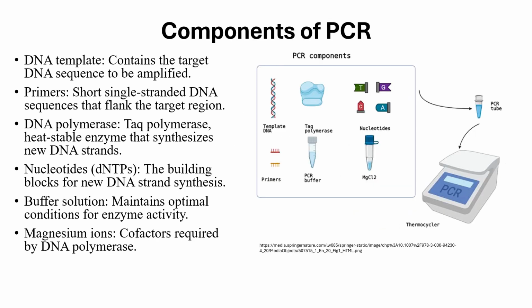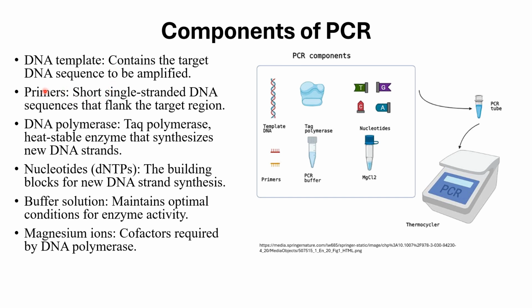So let's look at the components of the PCR. What is required for us to amplify DNA in the thermocycler? Of course, we require the DNA template, where we have our target DNA sequence that has to be amplified. The DNA template could be a sample that we suspect having HIV, or a sample we suspect may have COVID-19, or any other sample that we suspect has the DNA that we want to amplify.